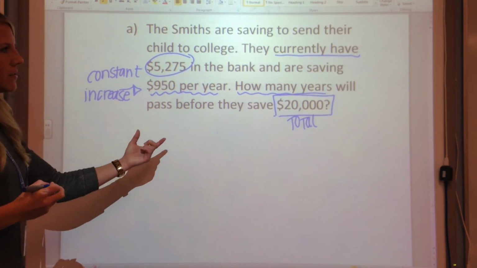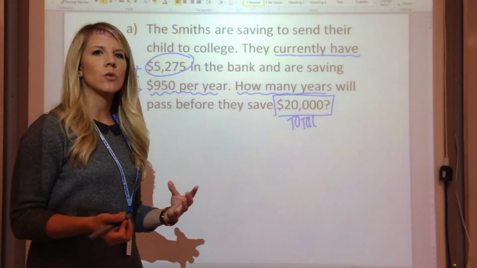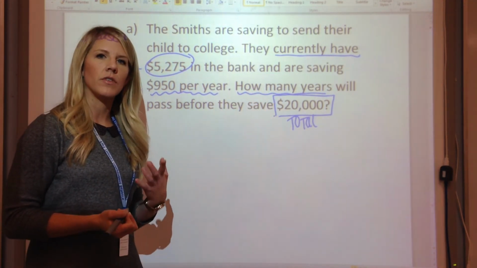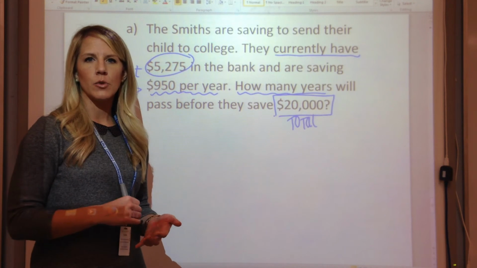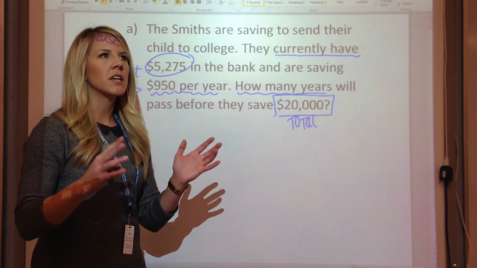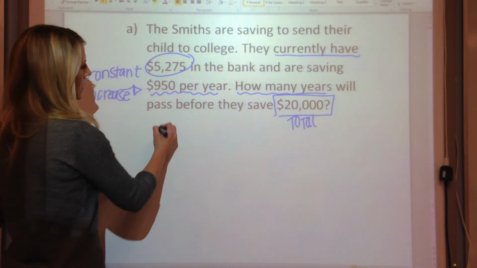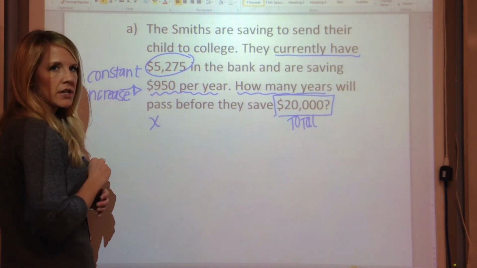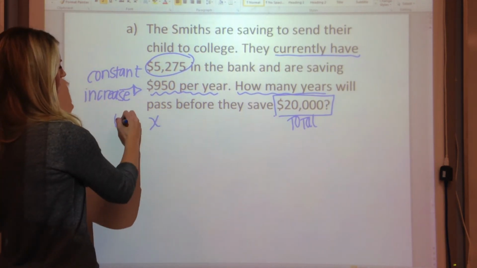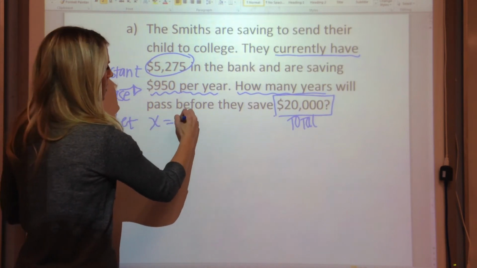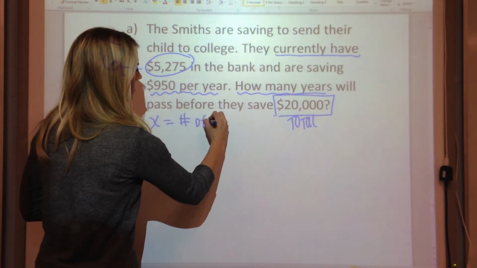So we want to define a variable. It says how many years. So what are we looking for? We are looking for the number of years. You can make that whatever variable you want. You can make x, y, t, q, whatever you want. I'm just going to stick with x for right now. So when we define a variable, we actually want to say what that variable represents. So we can say let x equal the number of years.